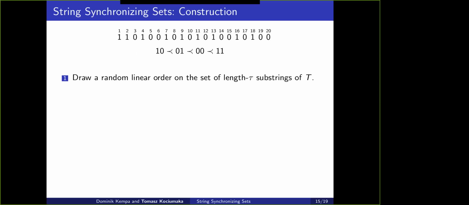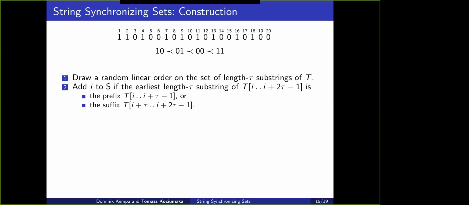random fashion. So it's not lexicographic ordering, it's a random ordering. So here you have four substrings of length two, and it's some random order. And now we inspect fragments of length four, so two tau, and we choose a fragment of length two tau to be in the synchronizing set whenever its prefix or its suffix is smallest in this ordering. So for example, here, the smallest element in the ordering is 1, 0.